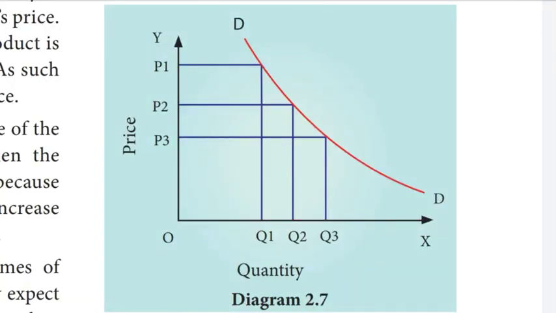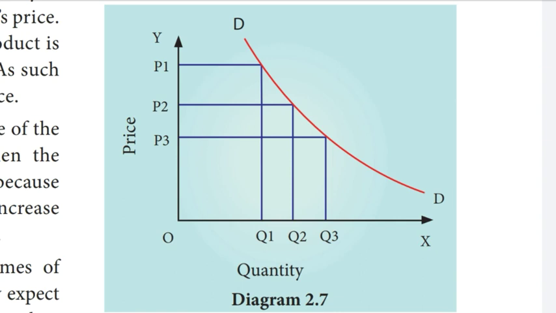When the price of a good is OP2, demand is OQ2. If the price of the good falls to OP3, demand expands to OQ3. Thus, extension in demand is Q2Q3. On the other hand, when the price of the good rises to OP1, demand contracts to OQ1. Thus, contraction in demand is Q2Q1.